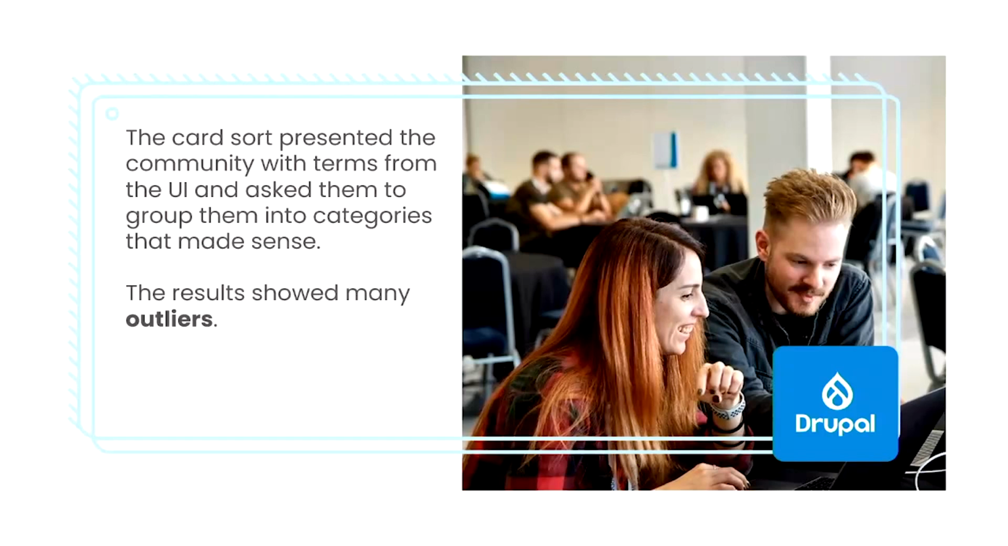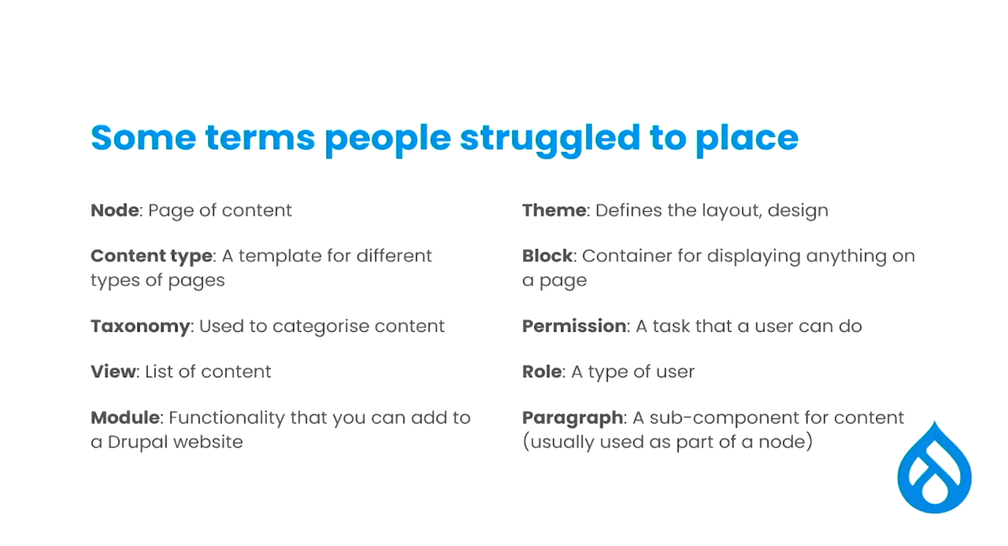And you can use that to structure the admin interface, so you put things under the headings that people are expecting. The results of that card sort survey, which was run by Christina Chmias, who's pictured there, along with Sasha Eggenberger from the Gin admin theme, showed quite a lot of outliers. What do I mean by outliers? Well, basically terms that people struggle to place.